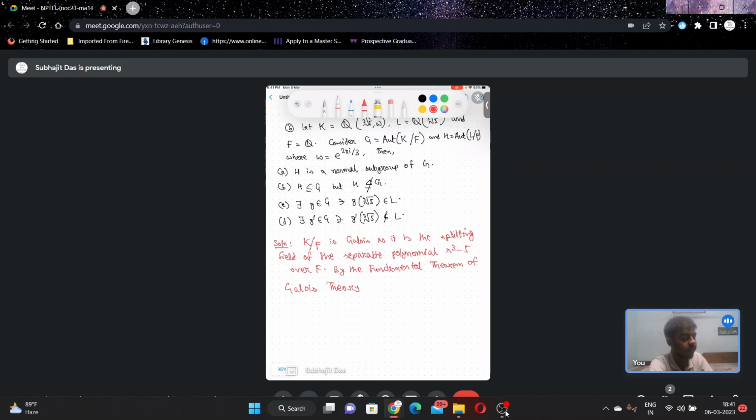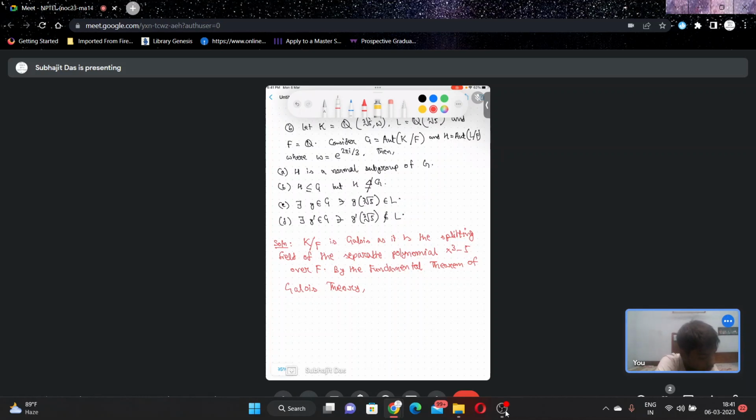By the fundamental theorem of Galois theory, we know this, that if you take any intermediate subfield, let's say B, then B over F will be Galois if and only if the Galois group of K over B is a normal subgroup of the Galois group of the entire extension, that is Galois group of K over F.